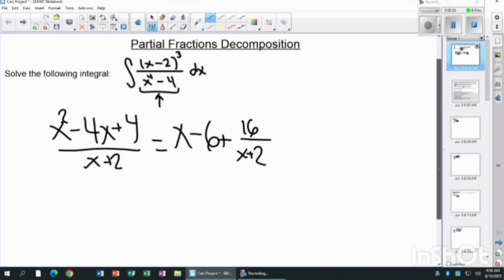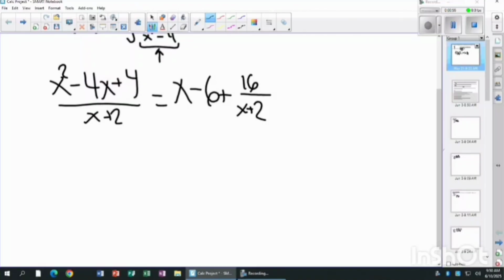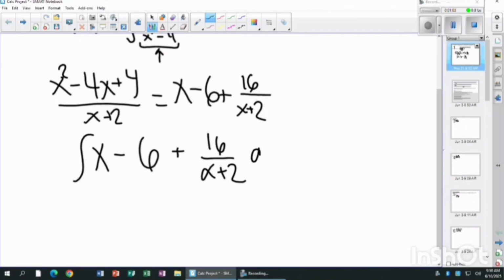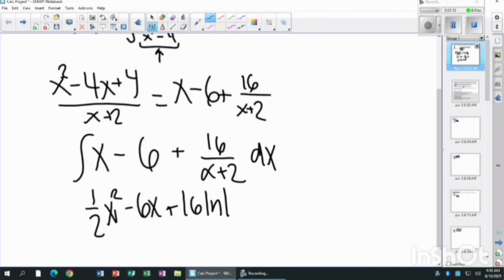And then to solve the actual integral, put that back under the integral. The integral of x minus 6 plus 16 over x plus 2 dx. And that would give you 1 half x squared minus 6x plus 16 absolute value of x plus 2 plus C.